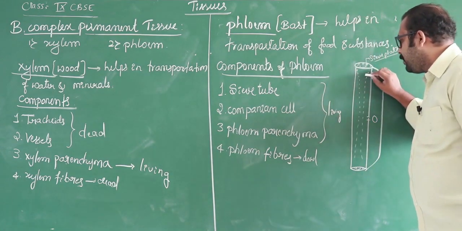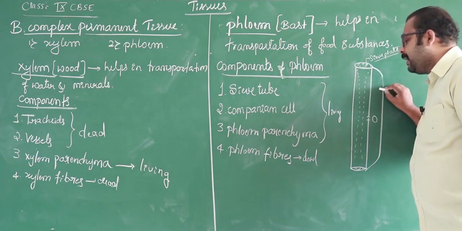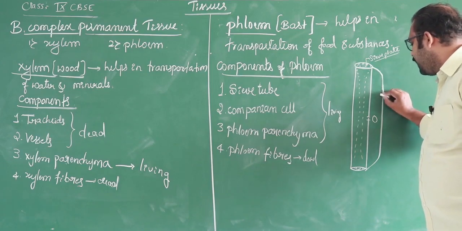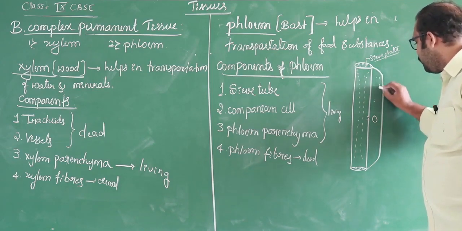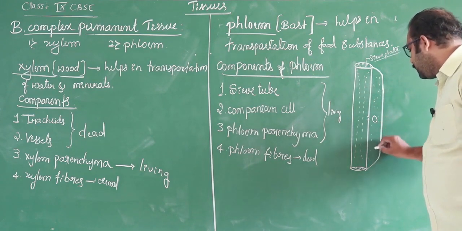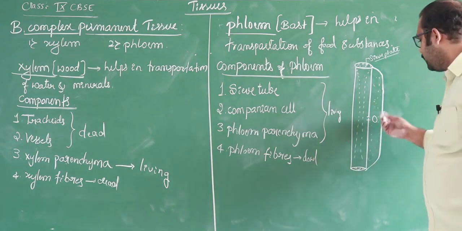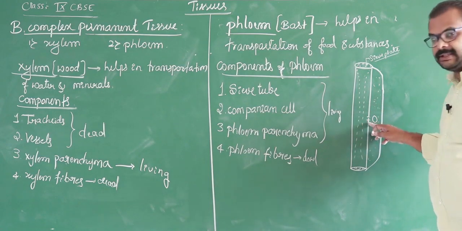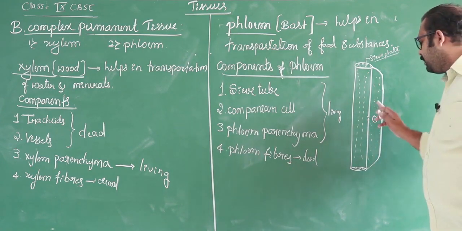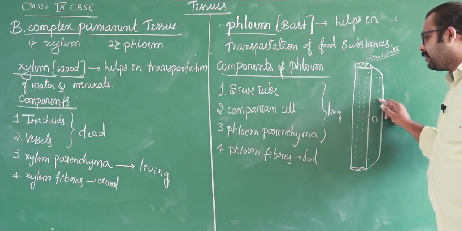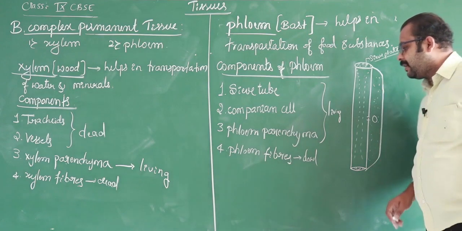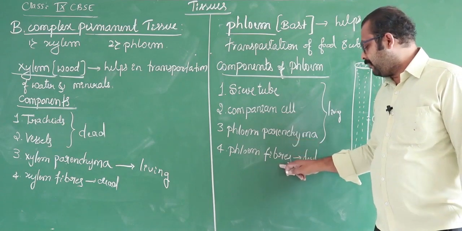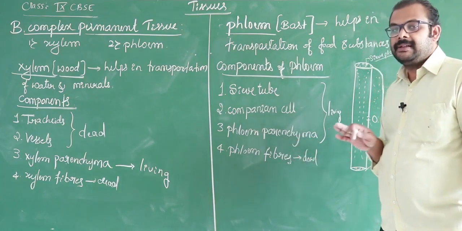The performance of this function is carried out with the help of the neighboring cell. This is called the companion cell. The companion cell is associated with the sieve tube, and it has a large central nucleus and cytoplasm. They assist the sieve tube. They have an interconnection, that is cytoplasmic connection, plasmodesmata. Through that, the function of the sieve tube is controlled by the companion cells. Then coming to the next one, phloem parenchyma. Here again it helps in storage of food, and phloem fiber provides mechanical strength to the plant body.